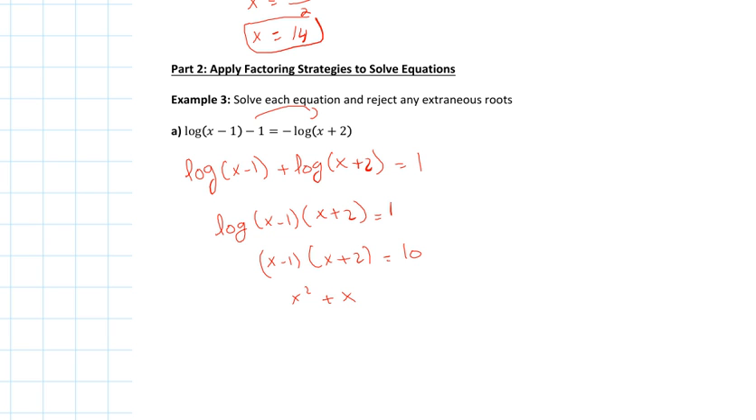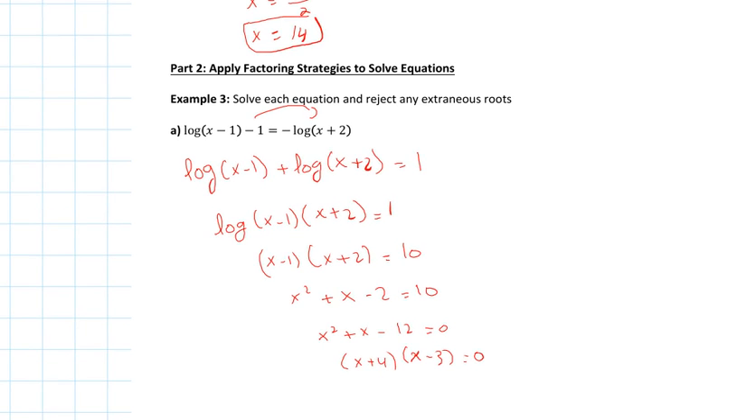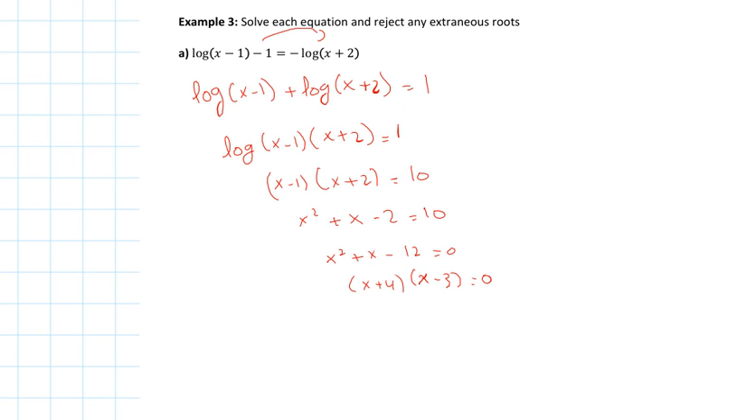Bring the 10 over, so that's going to be x squared plus x minus 12 equals 0. So that's x plus 4 and x minus 3, because I'm looking for 2 numbers that multiply to negative 12 and add to 1. And that will give me that x is equal to negative 4 and x is equal to 3.